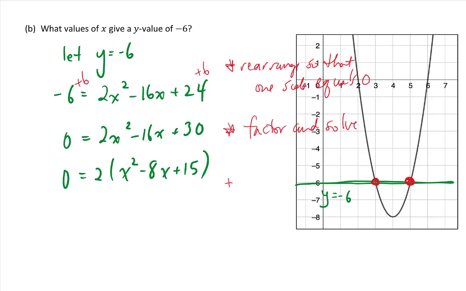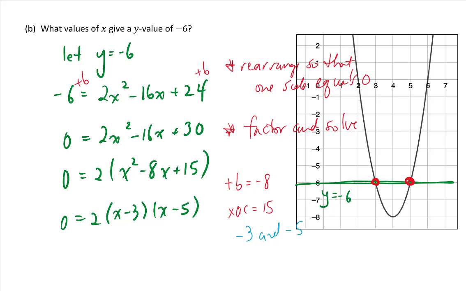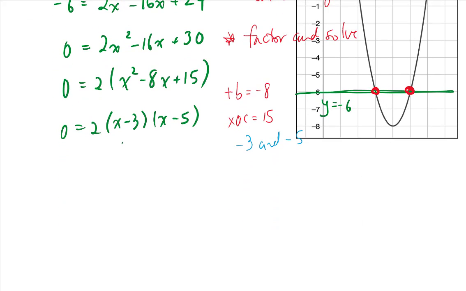So we need two numbers that add up to negative 8 and multiply to 15. Those two numbers are negative 3 and negative 5. So we get 0 equals 2. Remember, since the a value is 1, our magic numbers are part of our factors. So we get x minus 3 and x minus 5. Set each factor equal to 0. And then finally solve for x.